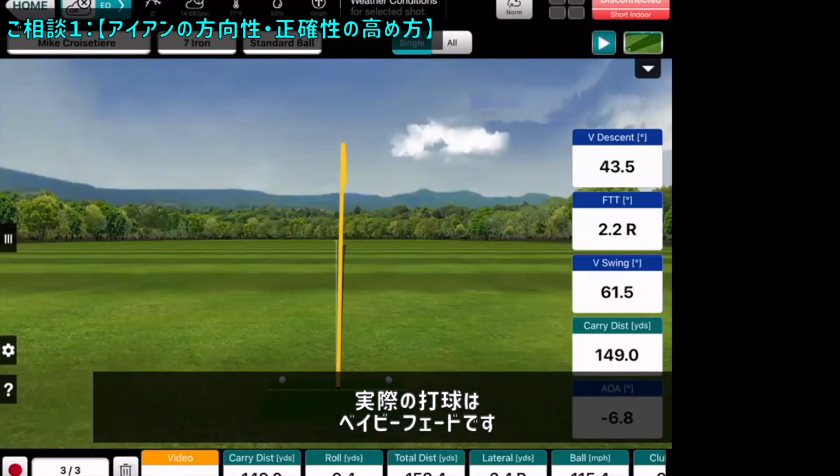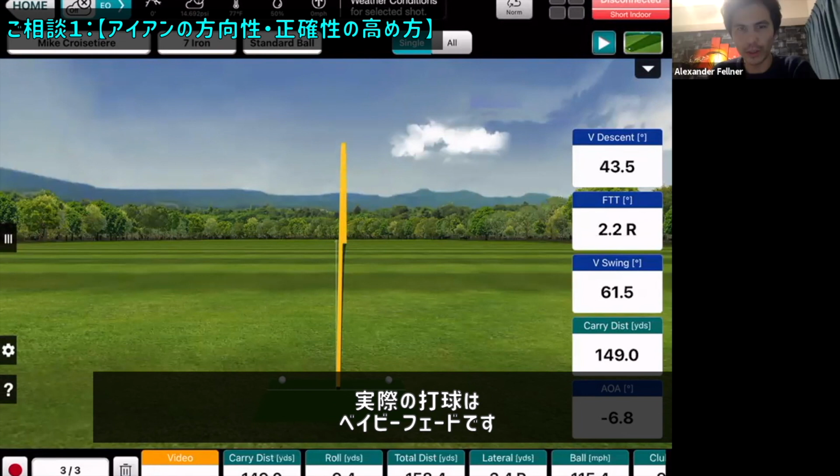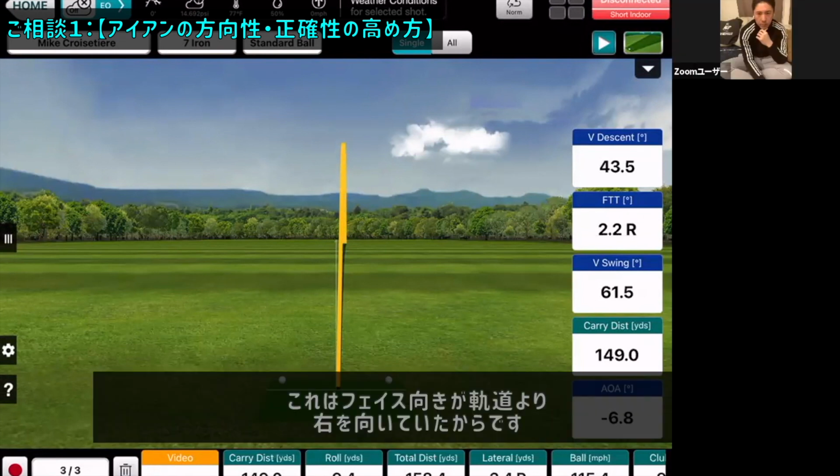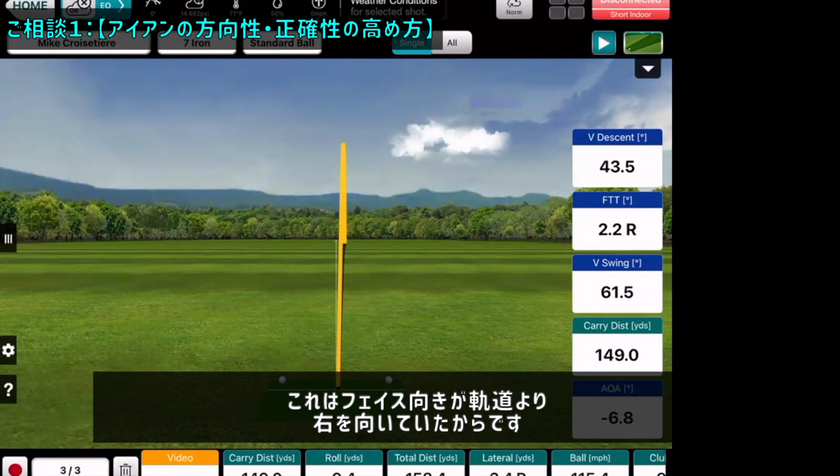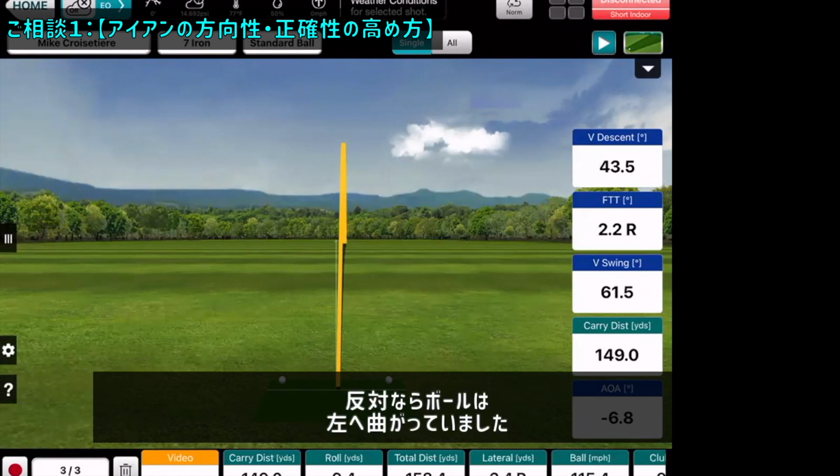So now, if we take a look at the ball flight, we're going to see a baby little fade. Would you agree? And that's because the face angle is right of the club path. If it had been the opposite, the ball actually would have gone a different way.